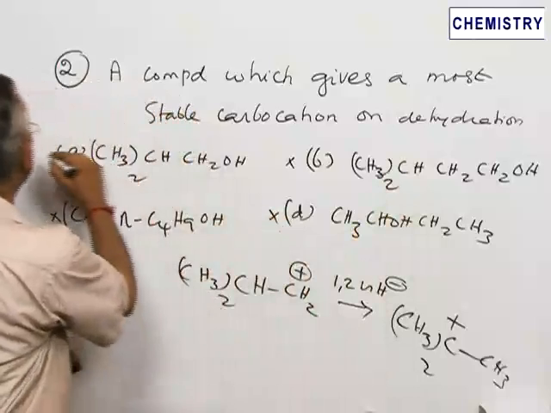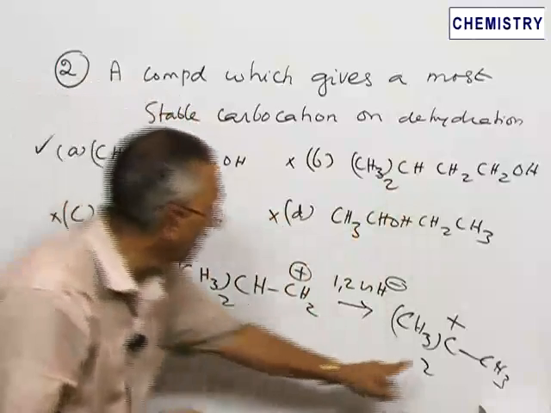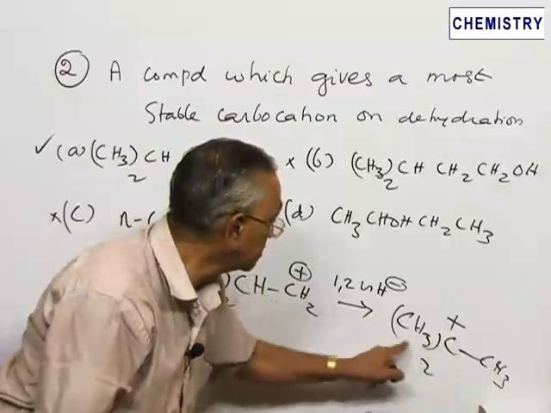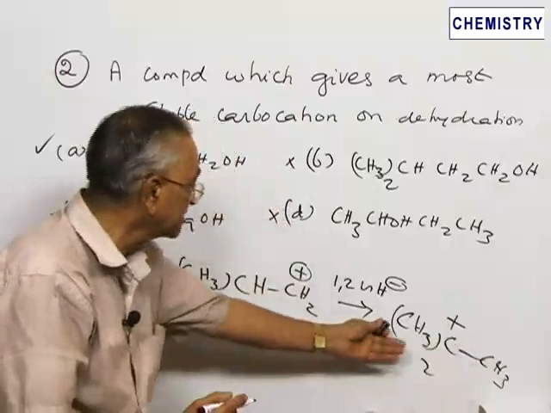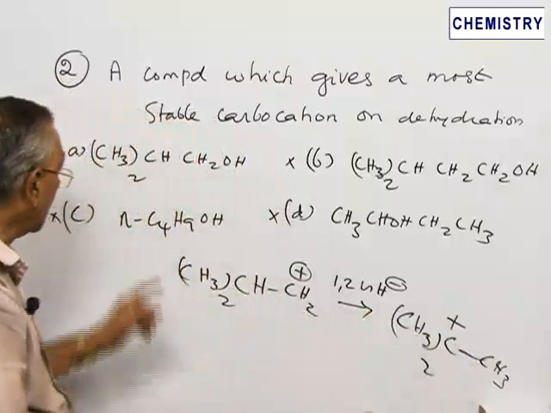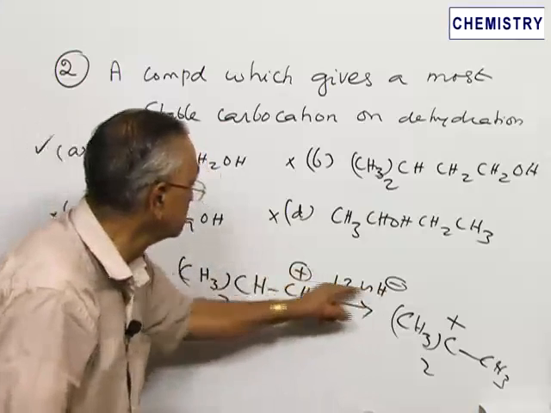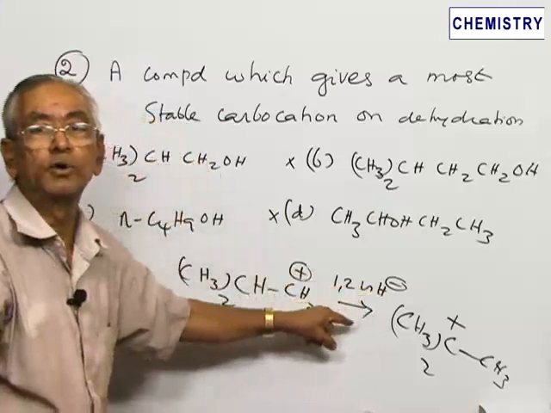Therefore, the best answer for this question is A. The one which gives the most stable carbocation is this, which is (CH3)2C plus CH3, or in other words, a tertiary butyl carbocation is formed. That is formed by a shift of a hydride from this position to the other position. That is being indicated by means of a 1,2 hydride shift.